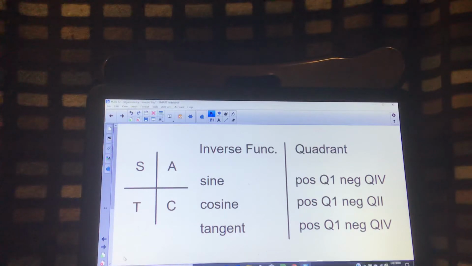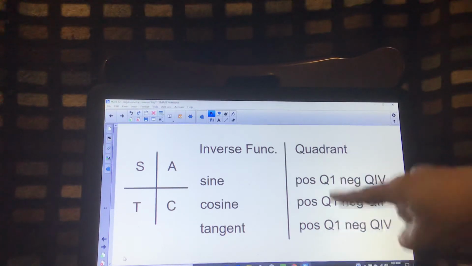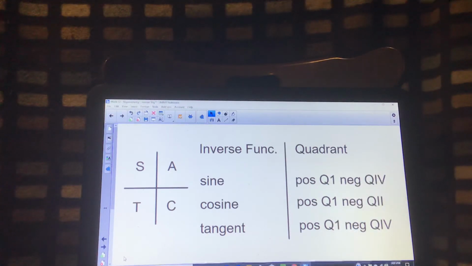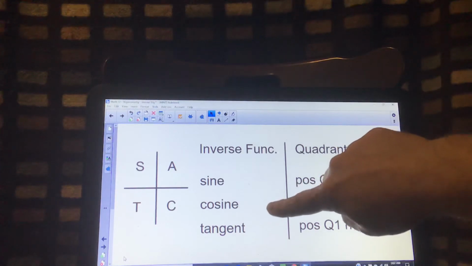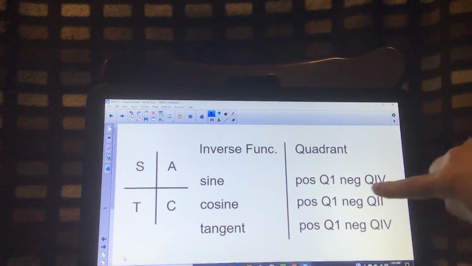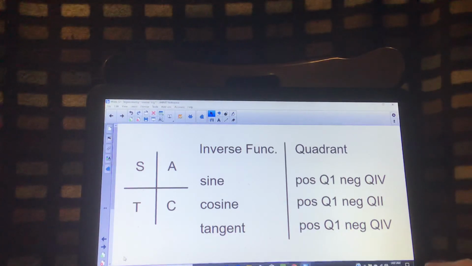So keep this in mind if you're doing inverse sine, inverse cosine, or inverse tangent. Look at whether what you're taking is positive or negative. Anything positive will generate a quadrant 1 angle. Anything negative for these two will generate a negative angle in quadrant 4. Anything negative in cosine inverse will actually generate a positive angle over in quadrant 2. So let me show you a couple examples.